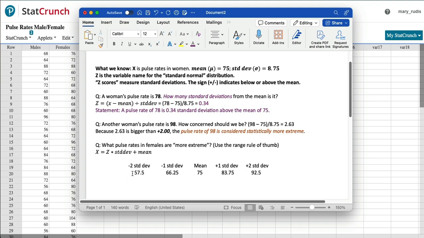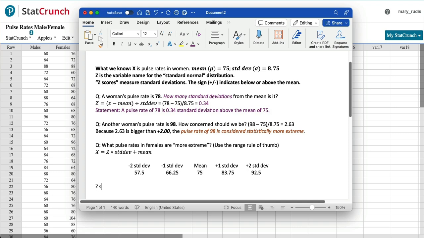So basically, these numbers that you see here are considered to be the more common. In fact, the farther away from the mean you get, the less common they are. But statistically more extreme is, by the range rule of thumb, going to be more than +2 standard deviations or more than -2 standard deviations from the mean. So let's do just one more example here, and then we'll be done.